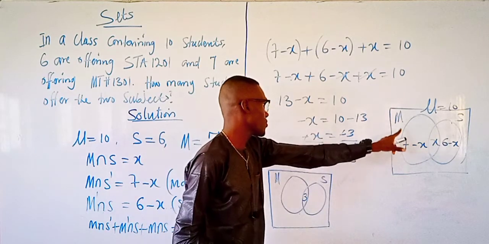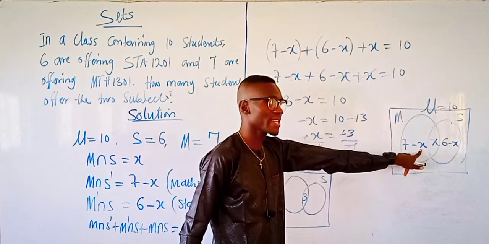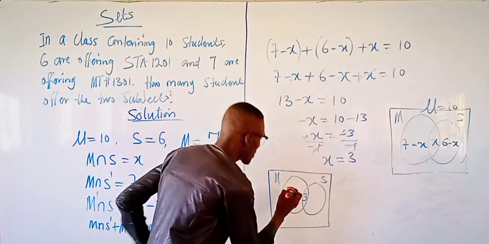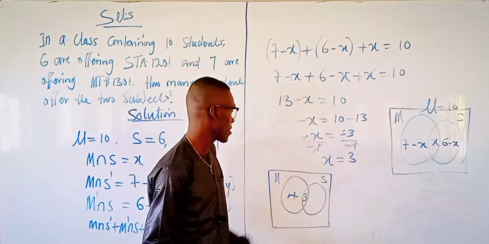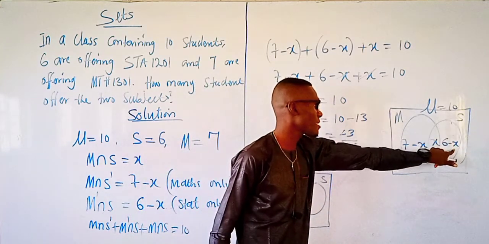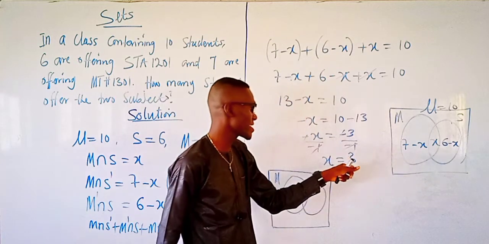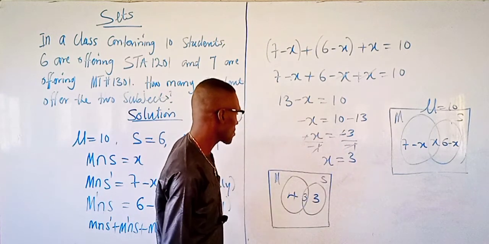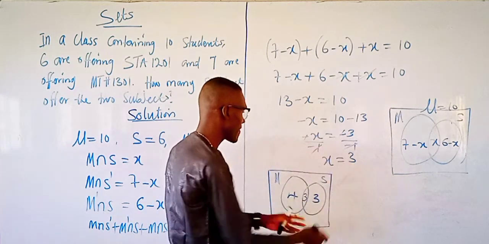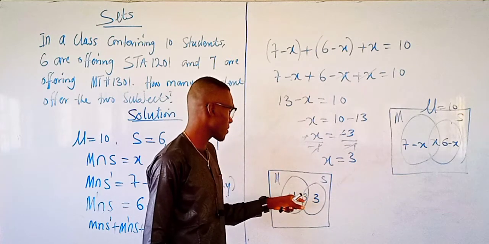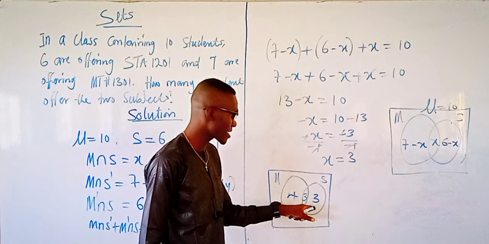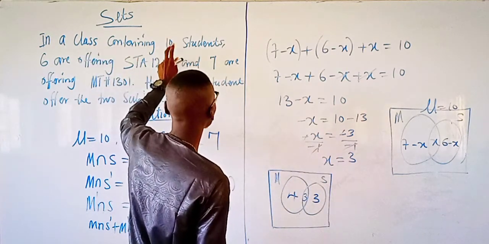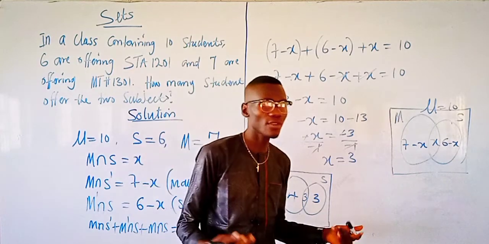So for M alone, which is mathematics, we said it's 7 minus X, but X is 3. So 7 minus 3 is what? 4. So at this point, I'll insert 4. For statistics alone, we said it's 6 minus X, but X is 3. So 6 minus 3 is what? 3. So at the end, you can now see the whole rectangle we are having here means the universal set, right? So 4 plus 3, 7 plus 3, 10. You can see that it has given us the universal set given in the question which says the class contains 10 students. So that's the idea on how to solve a word problem.